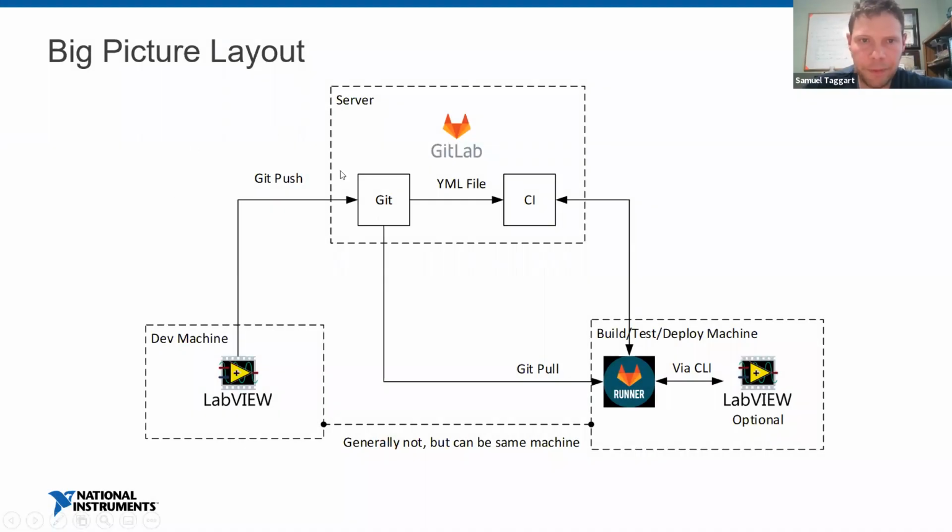All right, so at this point, we've created our project in GitLab. So we have our Git repository. We have our dev machine. We've got our code here. We've pushed it. Now we need to install the GitLab runner and set up the connection. So for the demo, we're just going to install it right on the dev machine, but you can install it on any machine that has LabVIEW and has access to the internet.